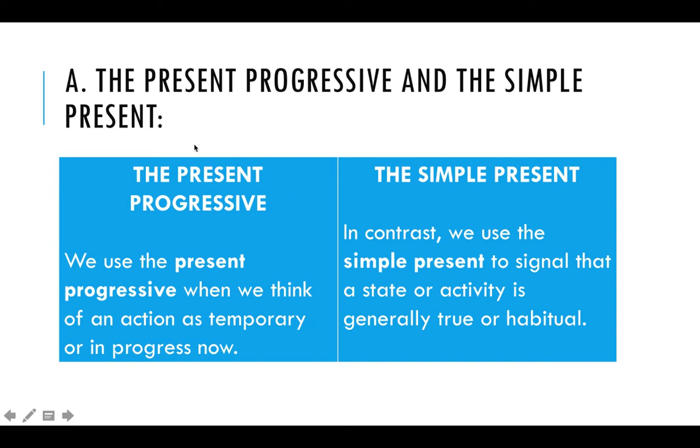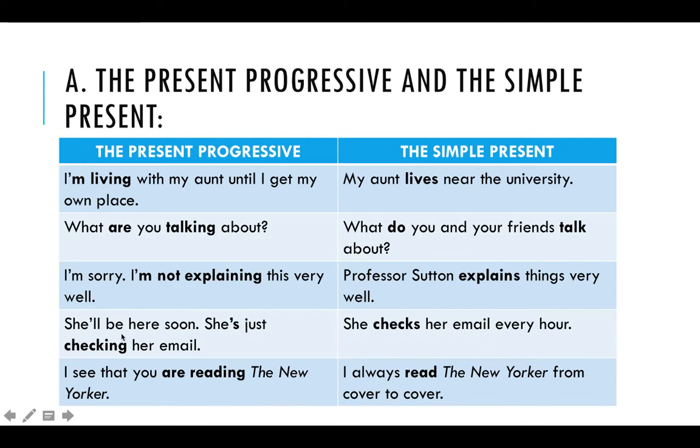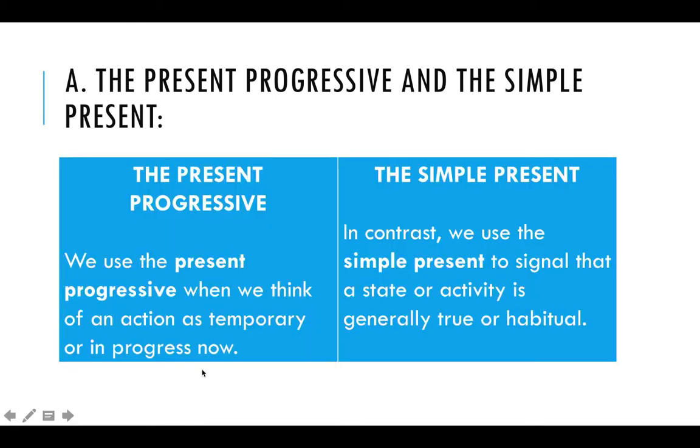All right, we use the present progressive when we think about an action as temporary, or in progress now. It's happening now. Or it's going to be finished soon. It's a temporary thing. And we use the simple present, in contrast, to signal or show that a state or activity is generally true or habitual. Habitual means it happens again and again. It's something that usually is repeated. Or it's true as a general rule.